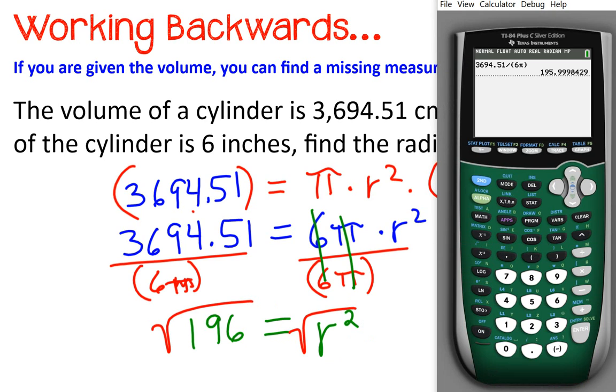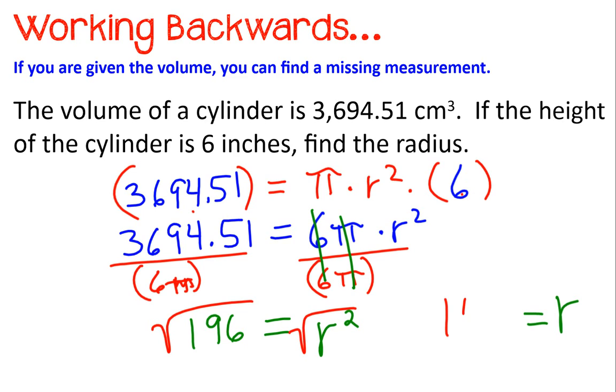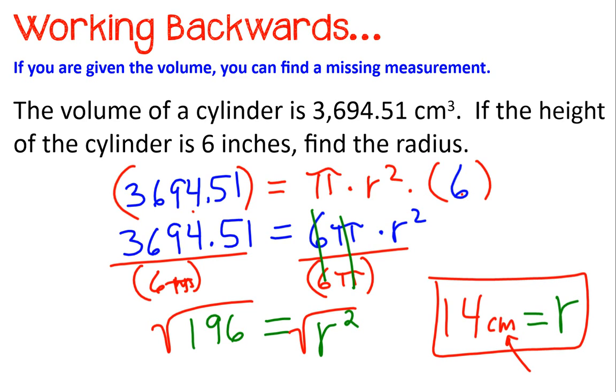And on your calculator, it's generally found by using the shift button. So I'm going to press the shift key, or the second key, and then I'm going to press my square power. And there it is. Square root of 196 is 14. So r is equal to 14 centimeters. Don't forget your units, they're important.